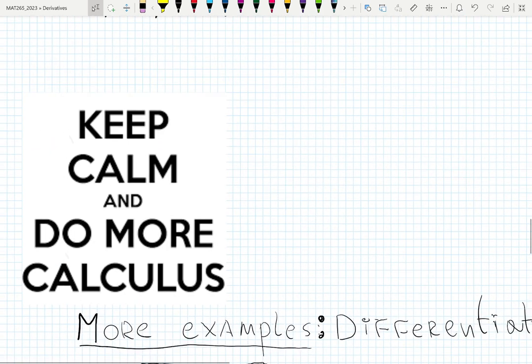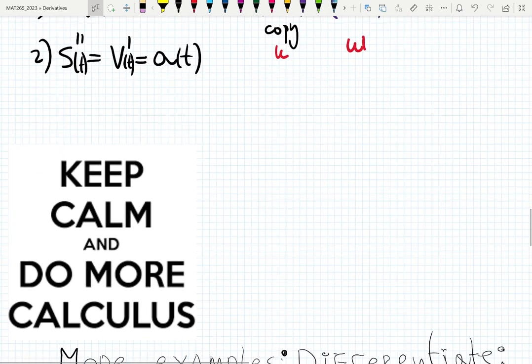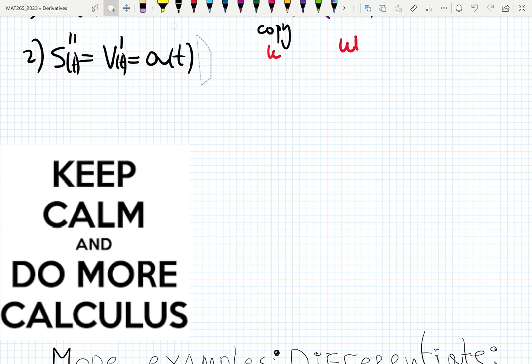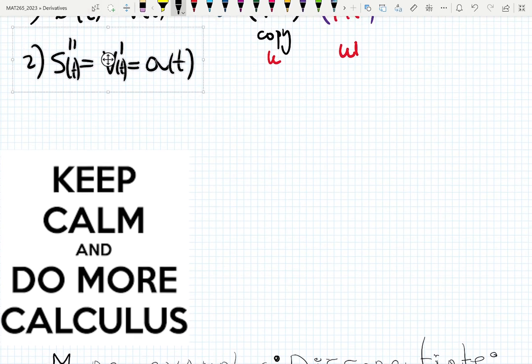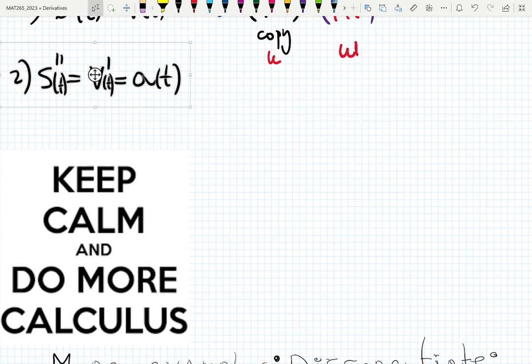Keep calm and do more calculus. If you're freaking out at home, that's my message. Keep calm and just keep trying. Because you will be frustrated with this homework, but when you succeed, it's actually very satisfying. When you get it, it's satisfying. So keep trying, don't get demotivated. Everyone struggled with it, so it's your turn to struggle.